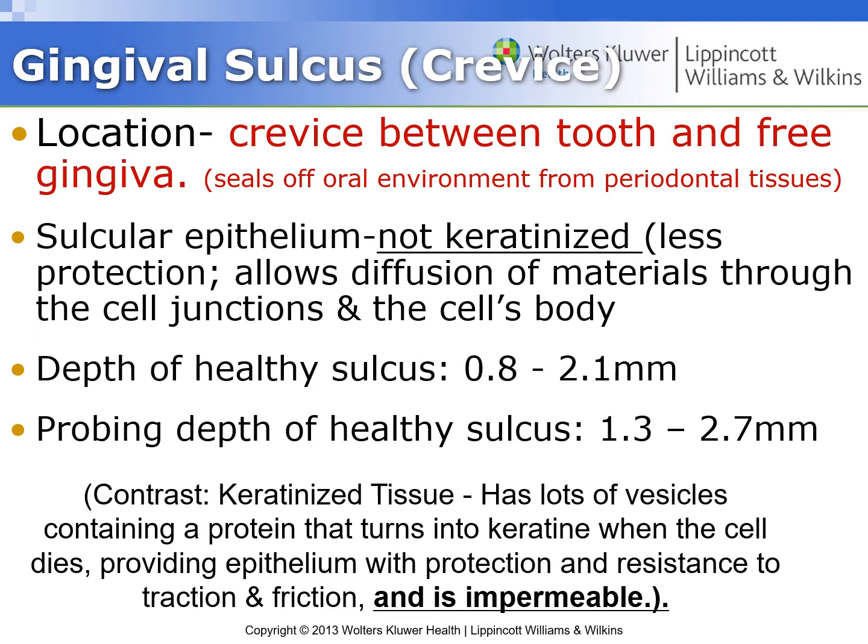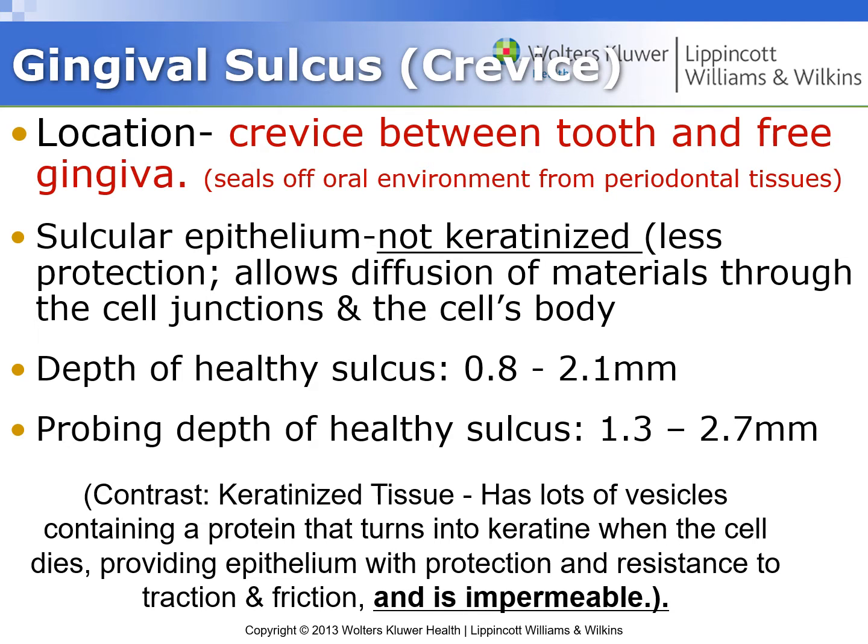So then you have the gingival sulcus, which could also be called the gingival crevice. This location is the crevice between the tooth and free gingiva. It's called the sulcus, or it could be called a crevice. We don't see that very much, but it could possibly be a test question that would use that word. And what that sulcus does, the very bottom of the sulcus seals off anything from the oral environment. It seals it off from anything below, which are the periodontal tissues.